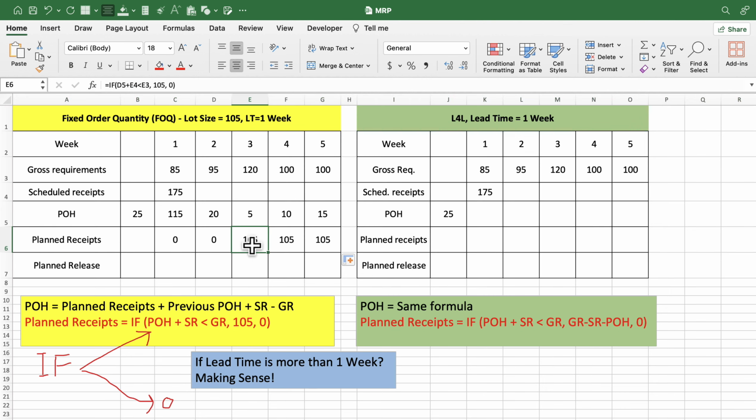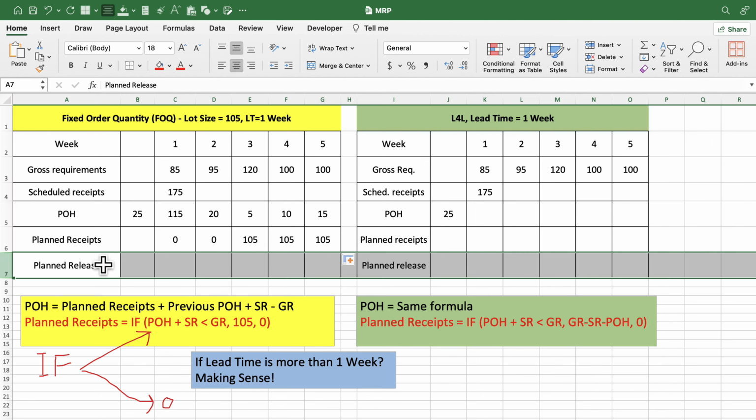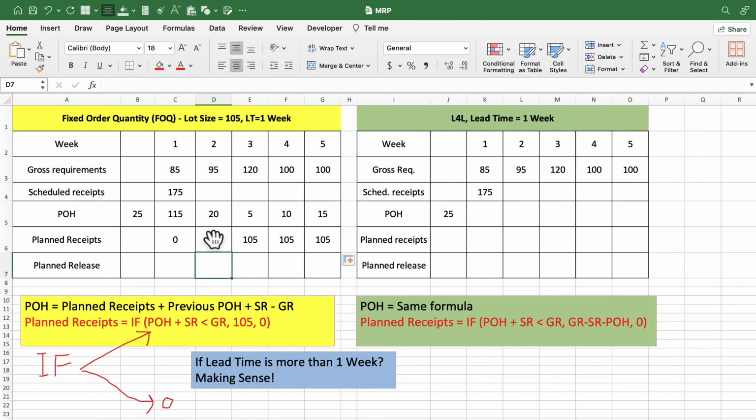Now the last row is about planned releases, which means when we are supposed to issue an order. For this one, as you can see, lead time is 1 week, which means when we need something here, the order must be placed 1 week before here. If we need something here in period number 3, then order must be placed in week number 2 here. Similarly, if we need something in week number 4, then order must be placed in week number 3. And finally, if something is required in week number 5, the order for that must be placed in week number 4 because lead time is 1 week.